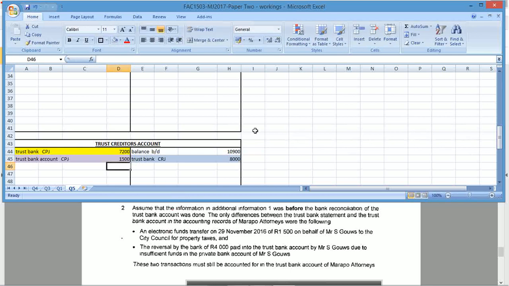Okay, next. The reversal by the bank of 4,000 paid into the trust bank account of G due to insufficient funds in the private bank account of Mr. G. Okay, so this is a dishonored check, right? So if it's a dishonored check, you're going to reinstate the debtors, because you're reversing it out. So you're going to reverse out.